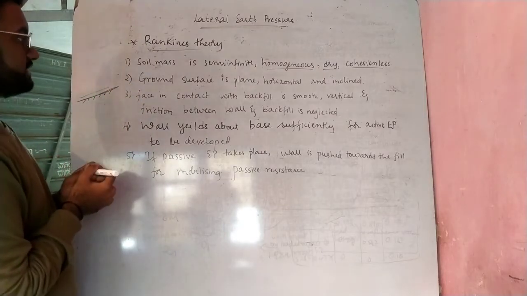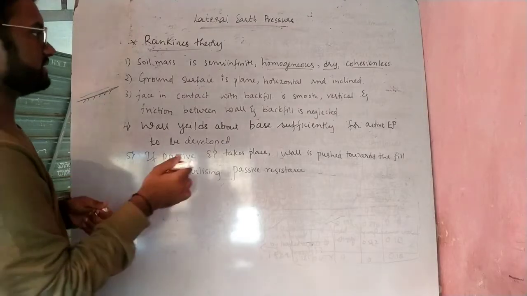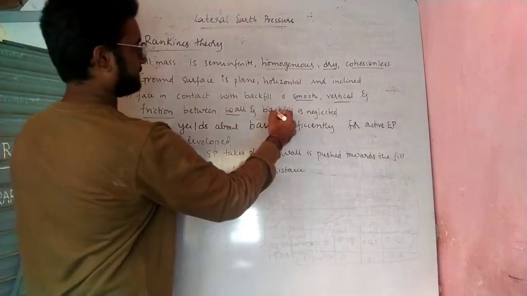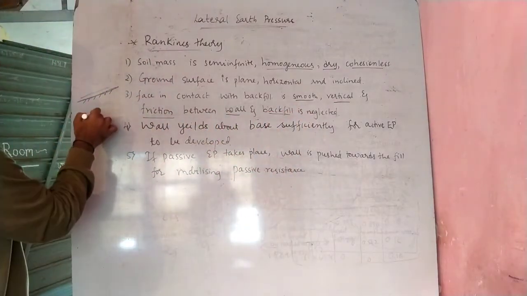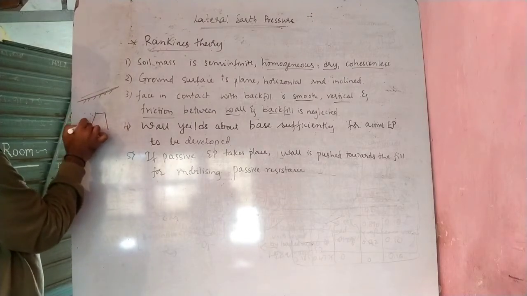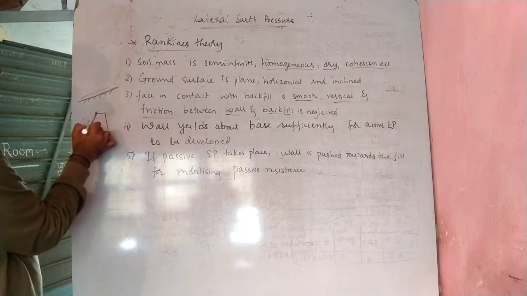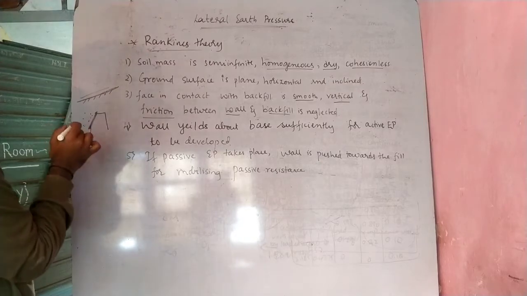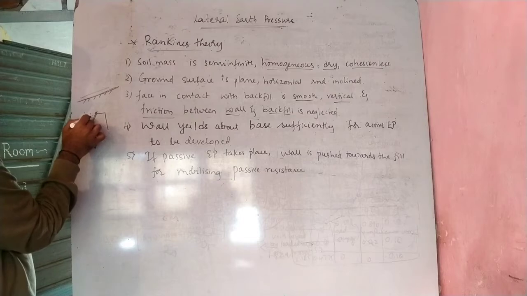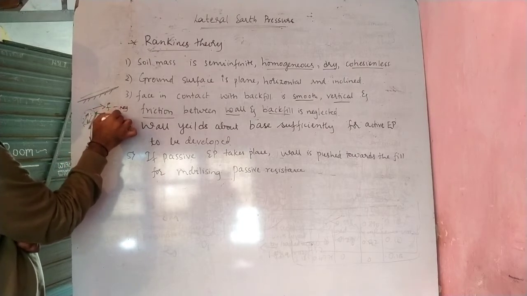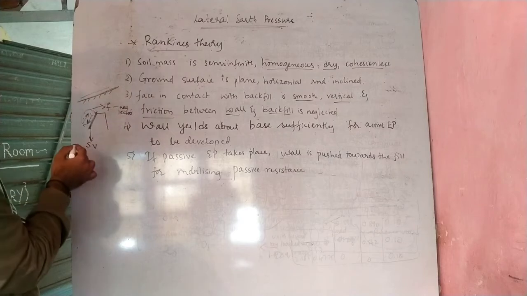The face in contact with the backfill is smooth and vertical, and friction between the wall and the backfill is neglected. So if this is the retaining wall, this is the face which is in contact with the backfill, that is smooth and vertical. And the friction between the wall and backfill is neglected. So there would be friction going to take place here, but this friction is neglected. This is what the third point says.